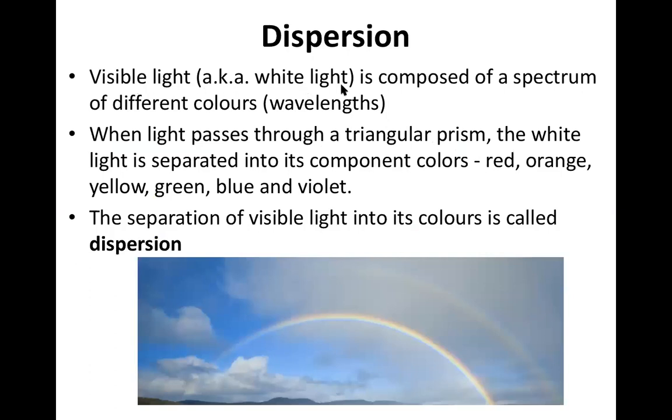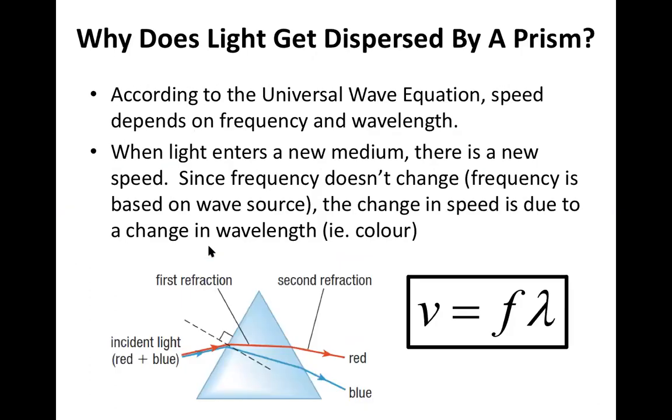Visible light or white light is composed of a spectrum of different colors or wavelengths. When light passes through a triangular prism, the white light is separated into its component colors: red, orange, yellow, green, blue, violet. The separation of visible light into colors is called dispersion.